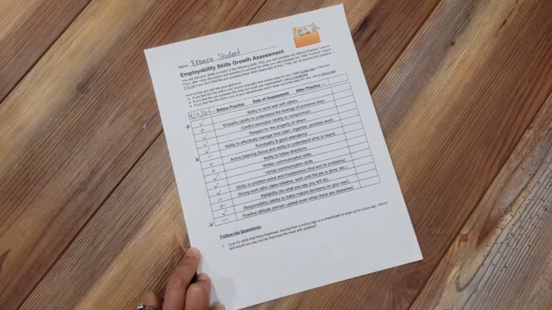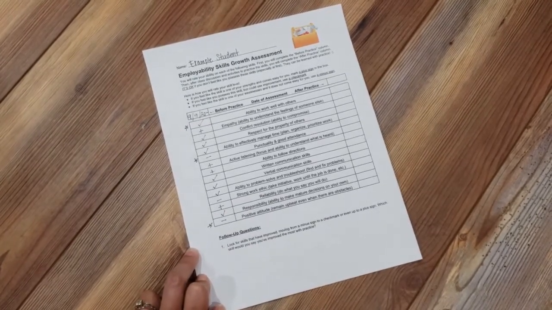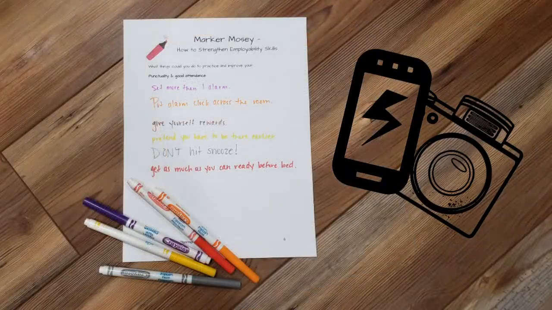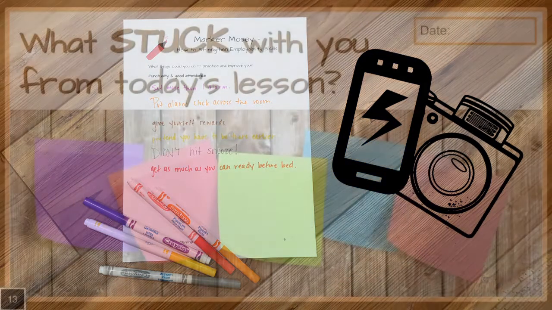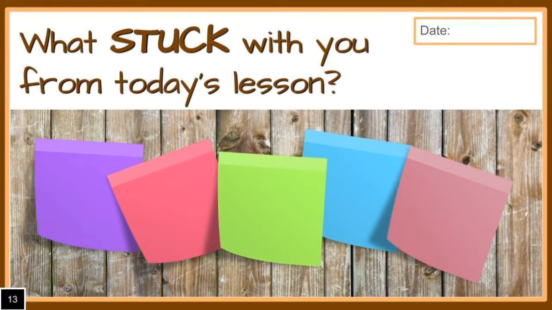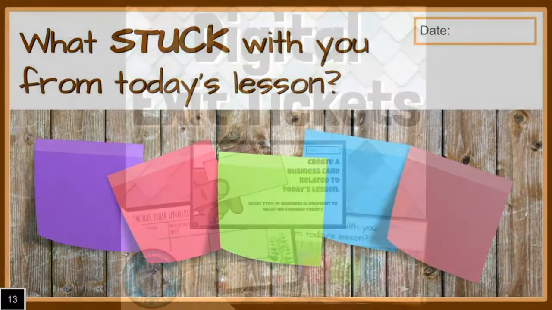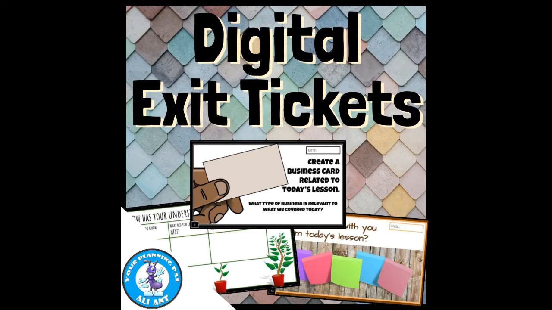I explain that if they learn by writing, they are welcome to write down ideas and/or take a picture of the marker Mosey paper with suggestions for that skill on it. After the marker Mosey is also a great time to have students do an exit ticket that they can refer to later, such as this one, which is included in the digital exit ticket resource. I'll link this resource in the description below if you're interested in learning more about it.